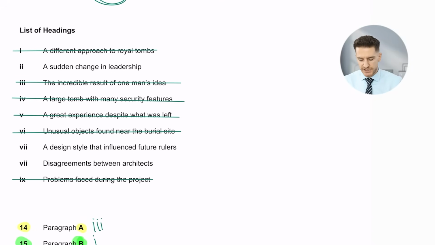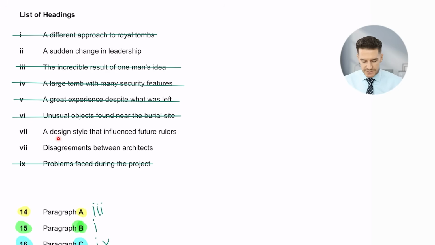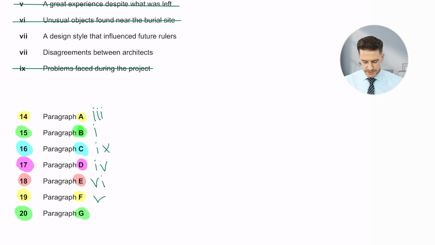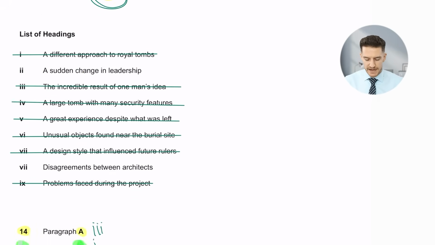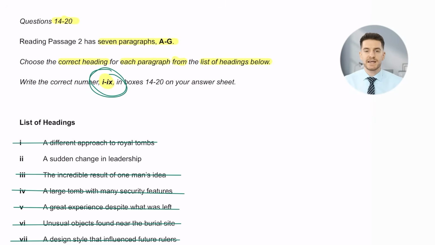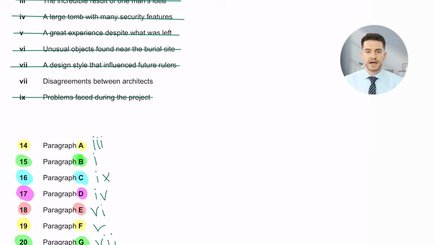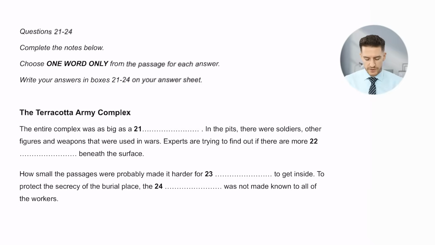So a sudden change in leadership. No. A design style that influenced future rulers. Yes, most likely. Disagreements between architects. No. So we can go down there and write number 7. And we don't have to, but we can cross this off anyway. So I hope that was helpful and it showed you exactly how to do matching headings questions. As you can see, they're not that difficult if you have a strategy. So let's go down now to the next set of questions.